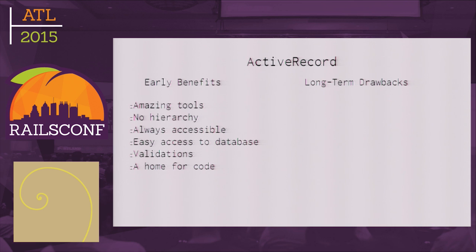But all of these early benefits are mirrored by a long-term drawback. Those amazing tools let us put off painful things until we've painted ourselves deep into a corner. And without hierarchy, we can have cyclic dependencies where we have to create objects in an invalid state before we can create the other objects they need to work. There was one in that real-world example slide that you didn't even see, because these things are really hard to spot.